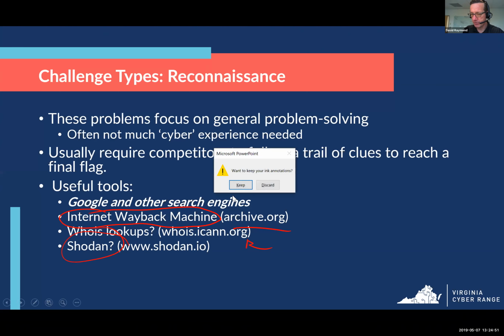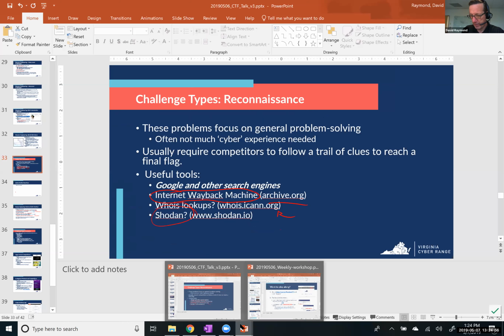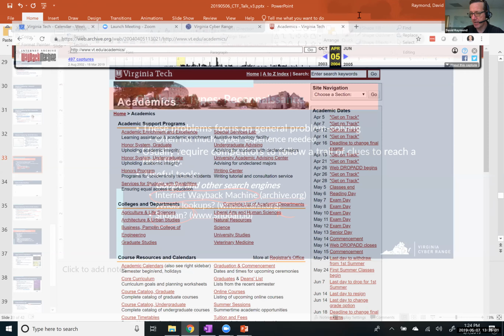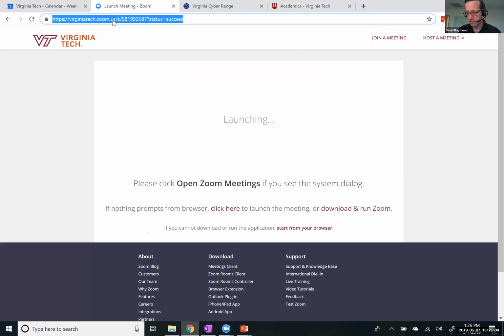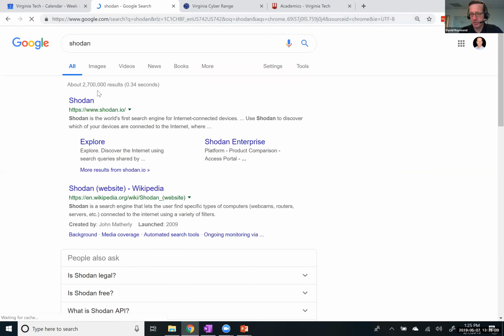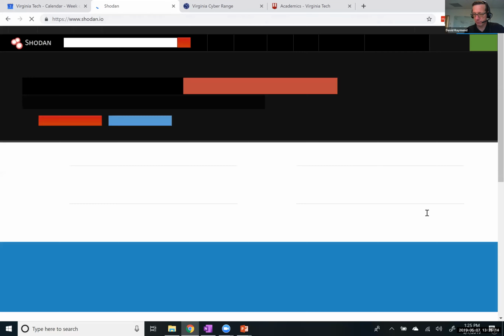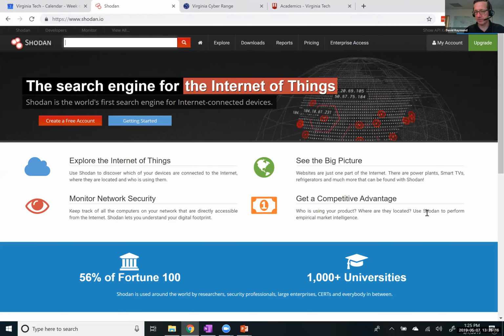And Shodan is a tool that lets you look at things that are not web pages. Shodan is a search engine, so it's www.shodan.io. It's a website for things that are not web pages. So it's a search engine for the Internet of Things, a search engine for security, a search engine for buildings.